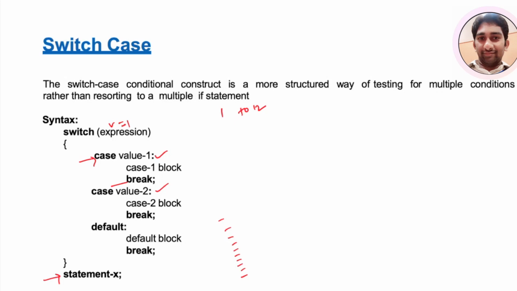Where is the block here? This is the beginning of the block and this is the end of the block. Once this break is executed, we will come out of this and continue to the next part of the program. You understand? So in this, we are not going to verify any other condition.